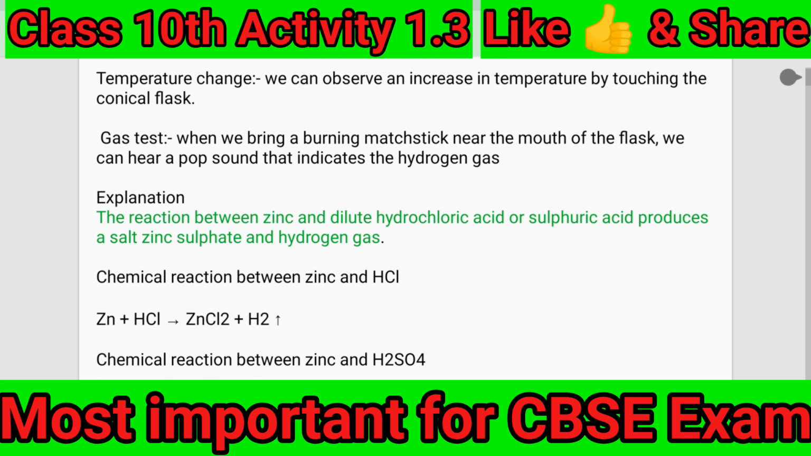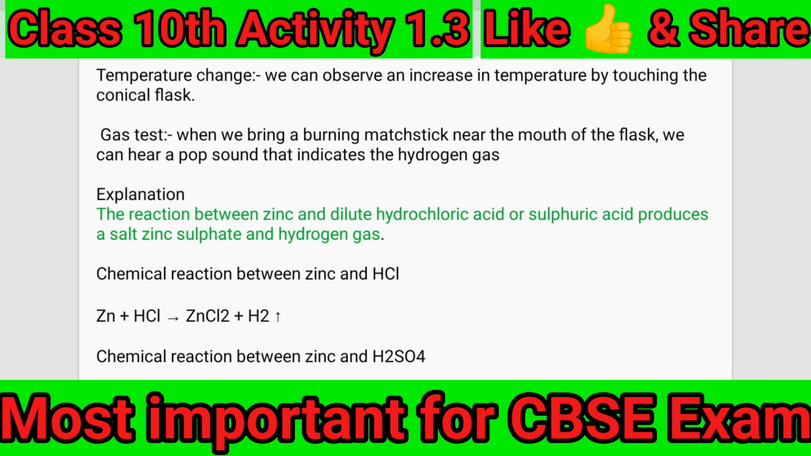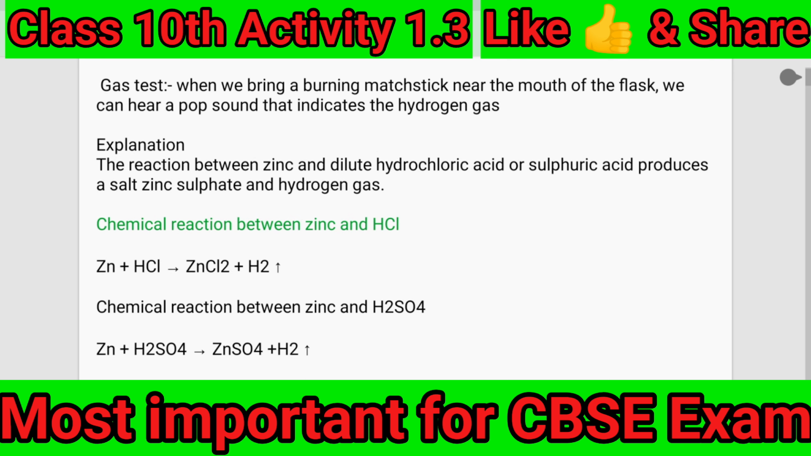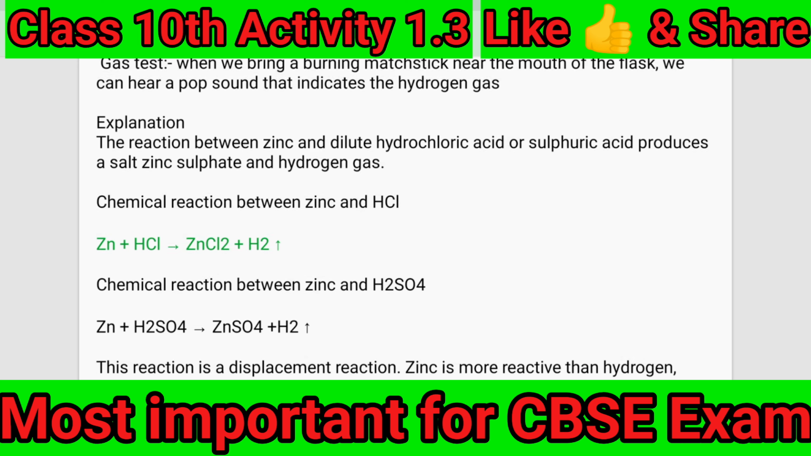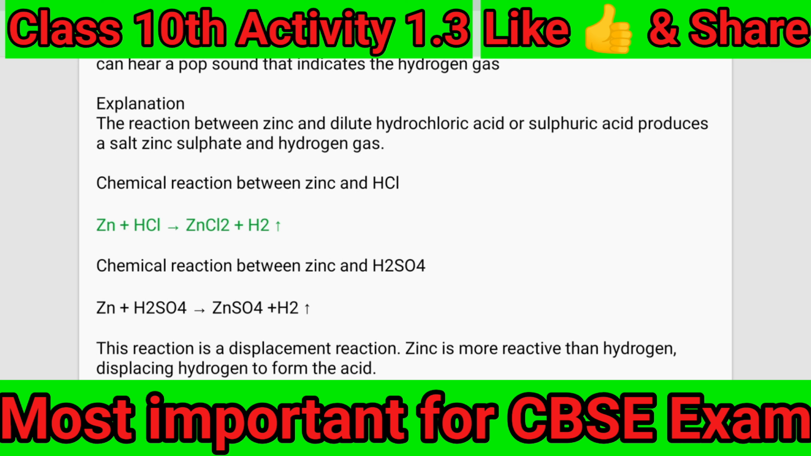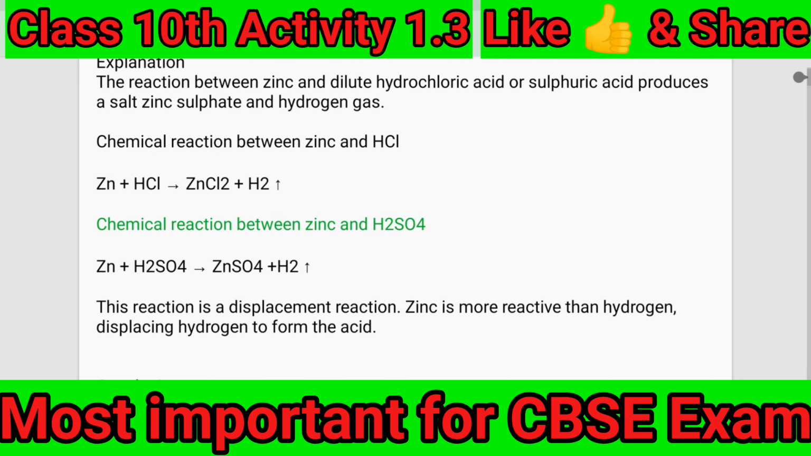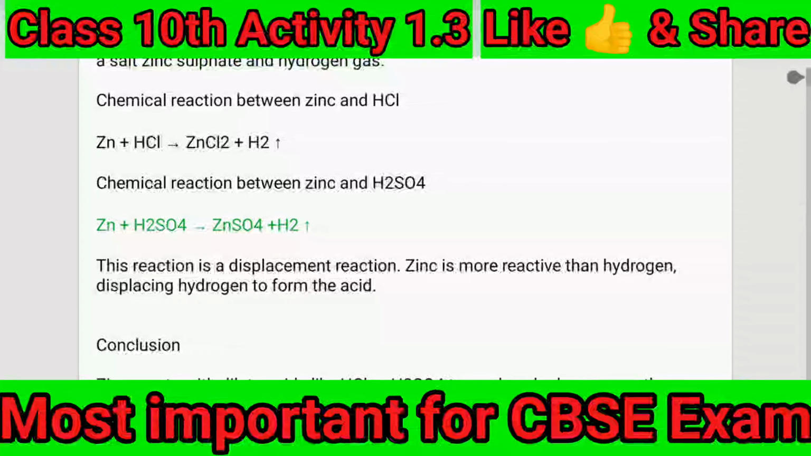Explanation: the reaction between zinc and dilute hydrochloric acid or sulfuric acid produces a salt, zinc sulfate, and hydrogen gas. Chemical reaction between zinc and HCl: Zn + HCl → ZnCl2 + H2↑. Chemical reaction between zinc and H2SO4: Zn + H2SO4 → ZnSO4 + H2↑.